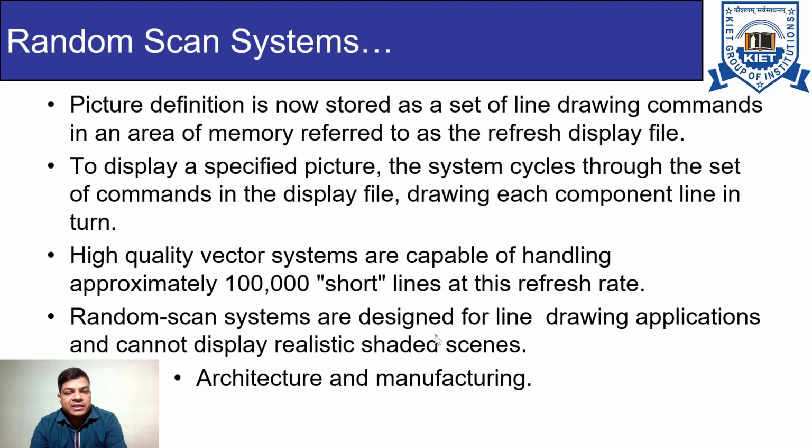Random scan systems are designed for line drawing applications and cannot display realistic shaded scenes. So if you want to produce an animated image, in that case you have to use the raster scan systems. And normally random scan systems are used in architecture and manufacturing processes.